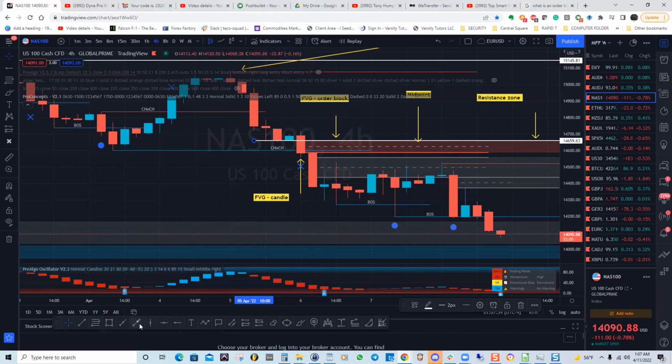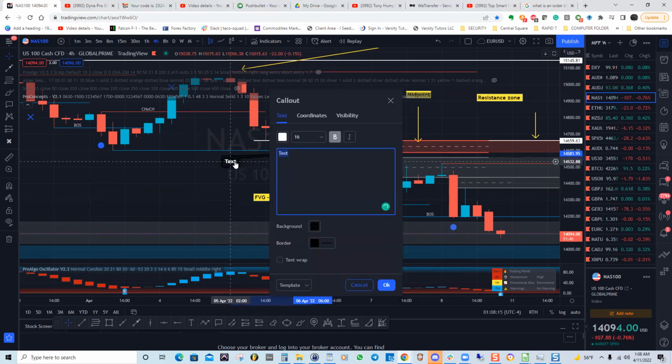So this would be a good entry here, right in here. Let me put an entry there. I didn't catch that wick, but even if it wicked, we want to see it reject from this area right here. So this would have been a nice entry level. Enter on close of FVG candle.